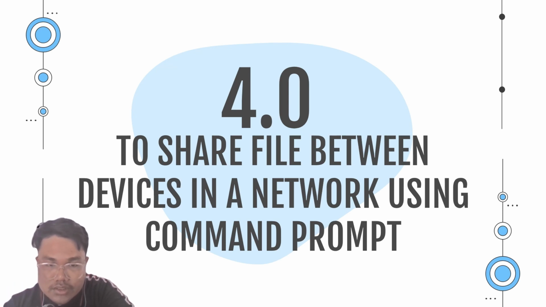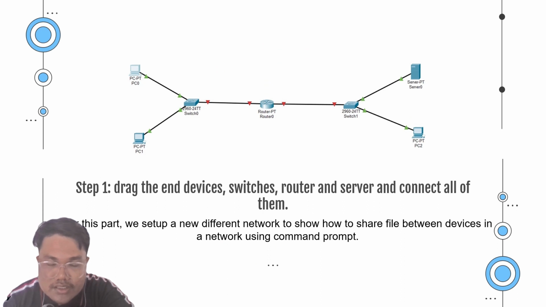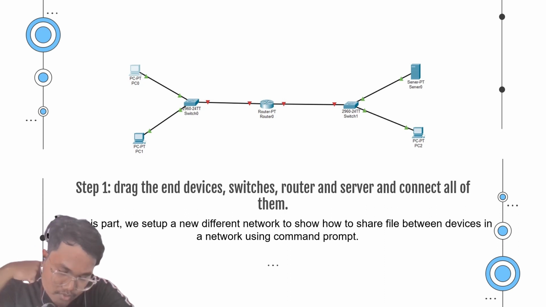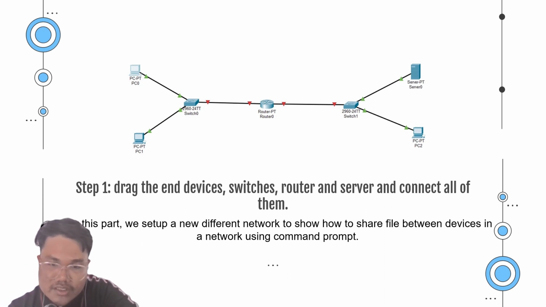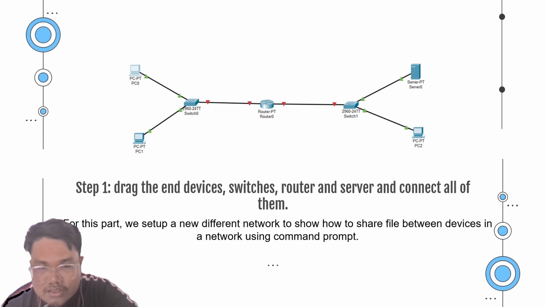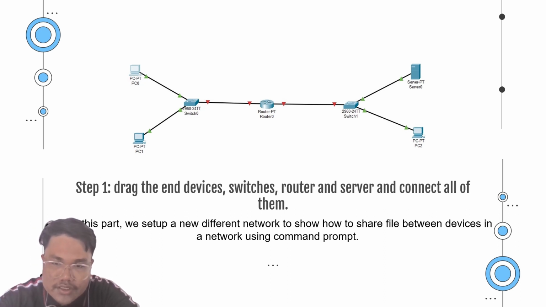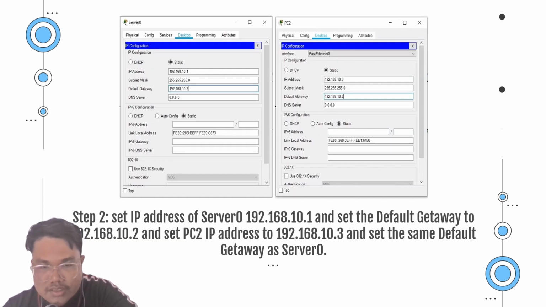As you can see in the pictures above, this is our simple setup. Another simple setup is where we want to show how to share files between devices by using the command prompt. First of all, we drag the devices, switches, routers, and servers, and connect all of them. For this part, we set up everything new. Second is to set up the IP.